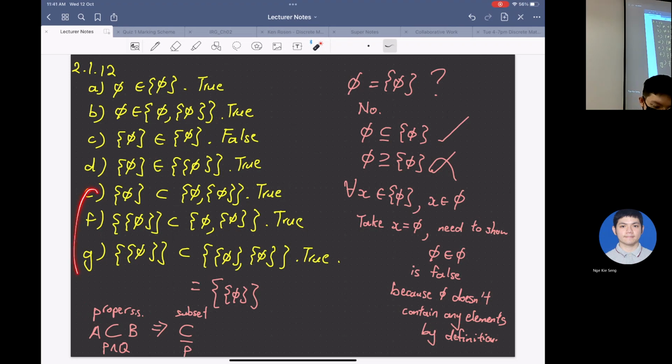So that means in E, F, G here, you need to show that there's something in the right hand side that's not in the left hand side. For example, this guy here is not in the left hand side, and this guy here is not in the left hand side. And then G, is it false? If it is a proper subset, then it's false.